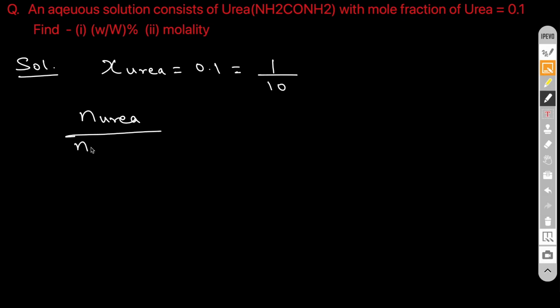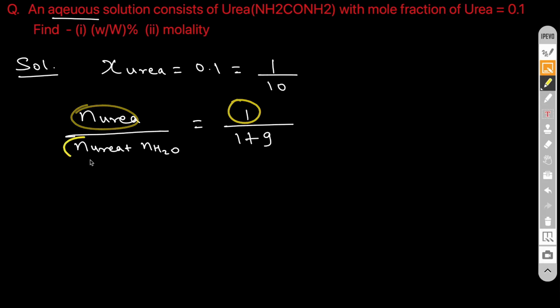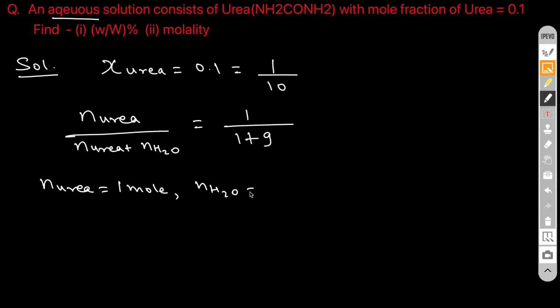X urea is basically n urea divided by n urea plus n H2O, H2O because aqueous solution is given, right? So 1 by 10 can be written as 1 divided by 1 plus 9. If we compare LHS to RHS, we can simply identify n urea is 1 whereas n H2O is 9. We can simply observe number of moles of urea is 1 whereas number of moles of water is 9 moles.